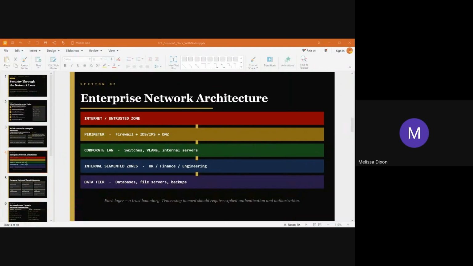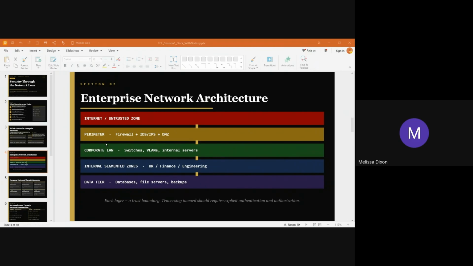Before you can protect a network, you need to understand how one is built, from the very foundation of it. This is a simplified version of what real enterprise environments look like. You see we have the internet, untrusted zones, the perimeter, such as firewalls, IDSs, IPSs, and DMZs, corporate switches, VLANs, and internal servers, which is another layer. Internal segmented zones are another layer, like HR, finance, engineering. And then you have the data tier: databases, file servers, backups.